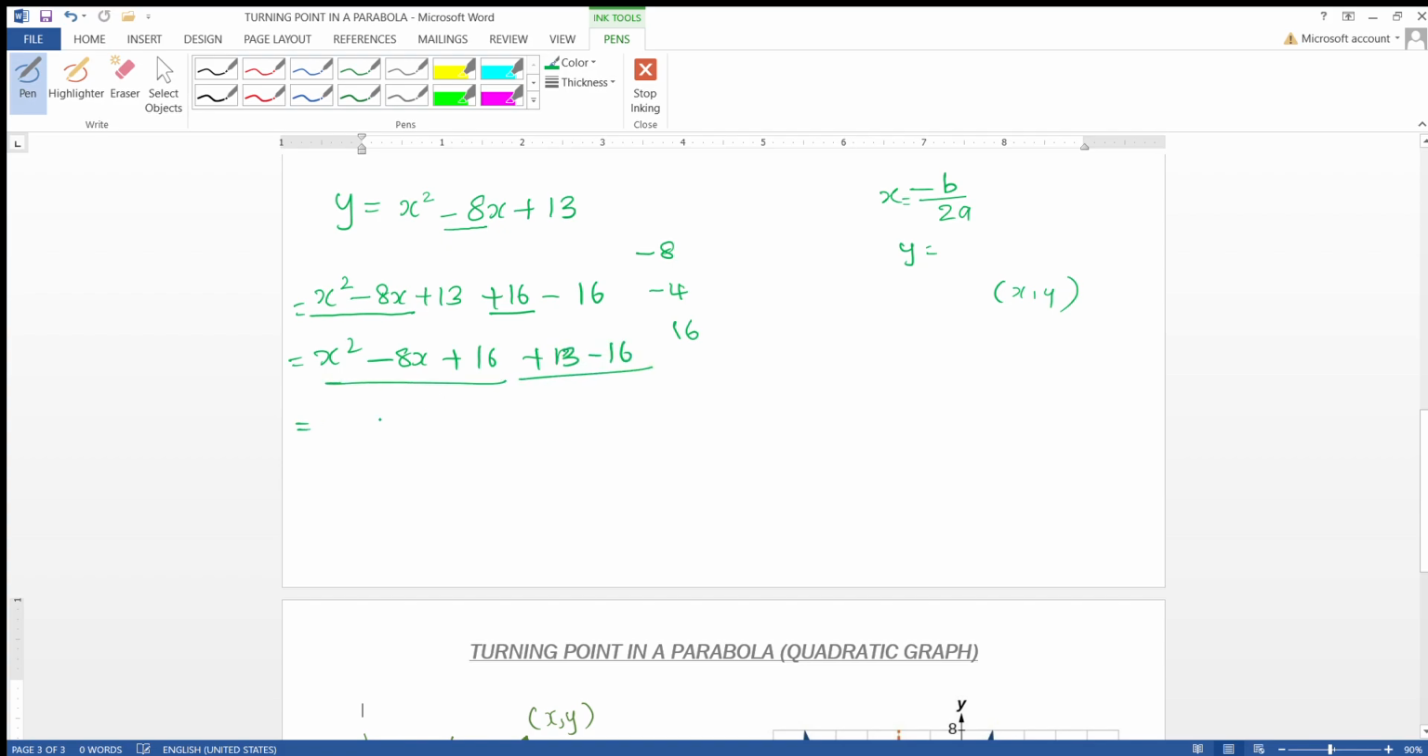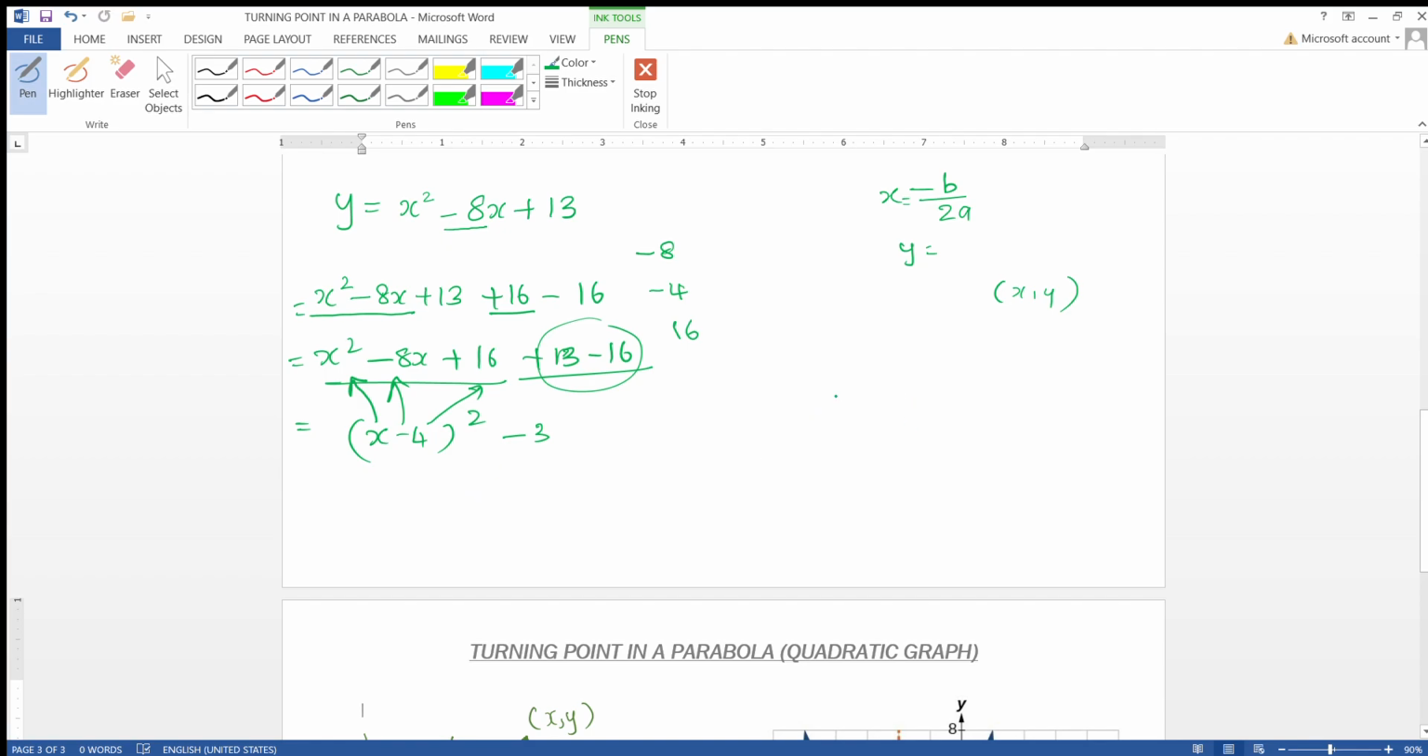So the first group can be written as x minus 4 the whole square. x square here, and 4 square, 16, is here, and the negative sign from here. Plus 13 minus 16 is -3. Completing the square, we do it like this.